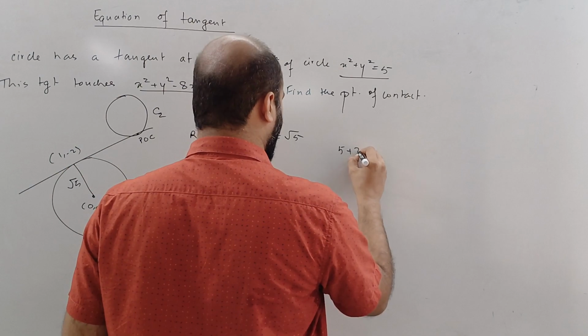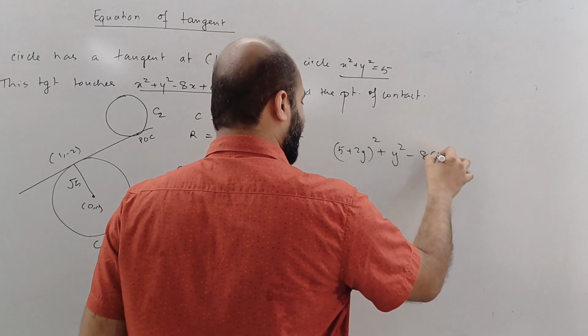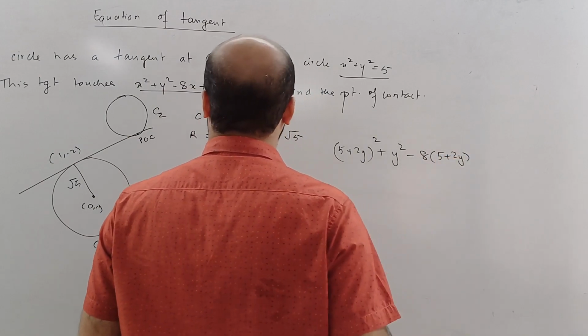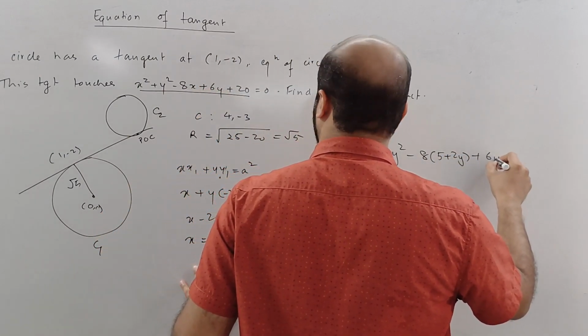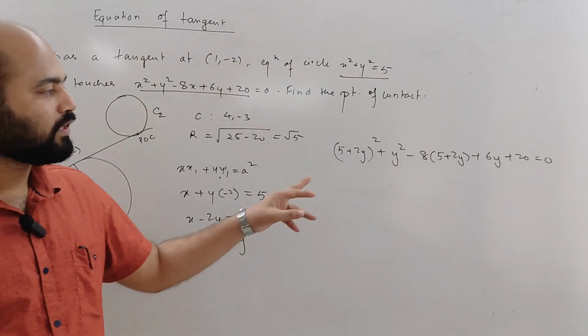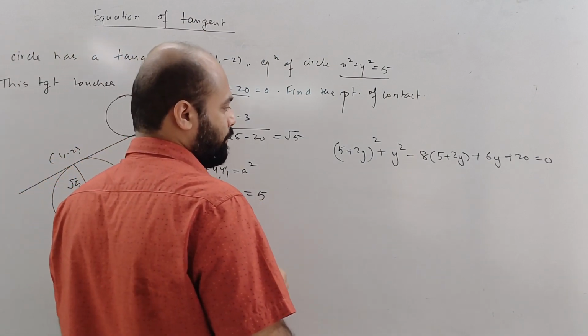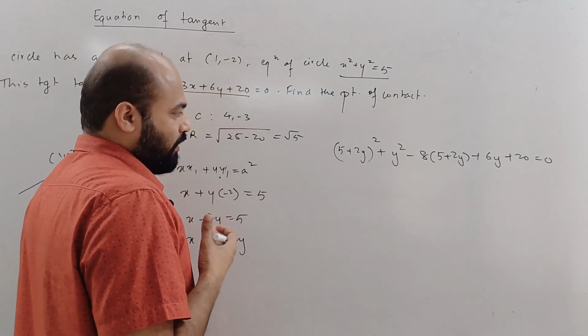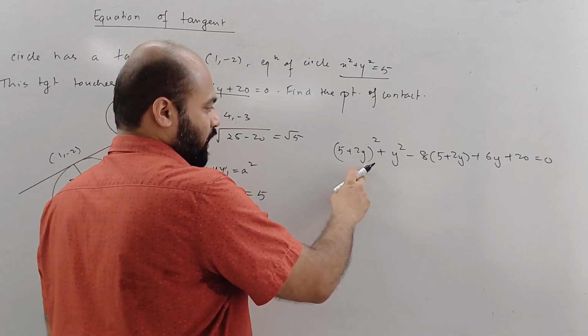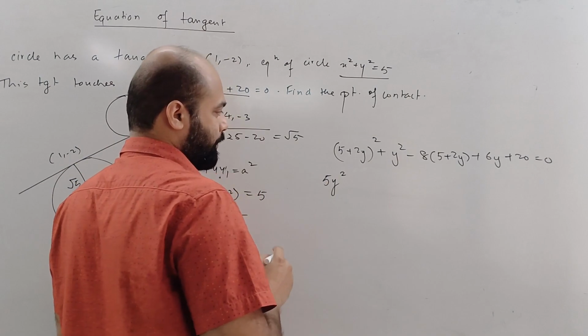So (5 plus 2y) the whole square plus y square minus 8 into (5 plus 2y) plus 6 into y plus 20 equals to 0. Now clearly you can see that this is a quadratic in y. So if I expand, I'll get a quadratic. So let's expand it. I can see one thing for sure over here, that there will be 4y square coming out from here and this is y square. So this is 5y square.